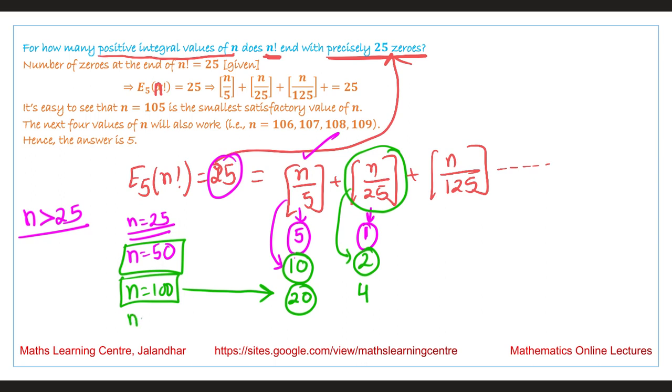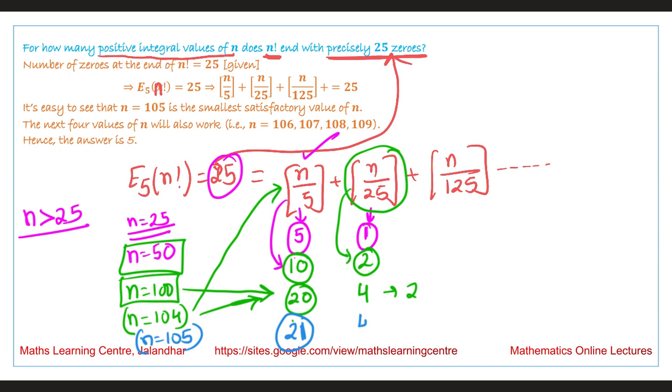Next we substitute n is equal to 104. The answer we obtain in this case is again 24. If we substitute n is equal to 105, the answer we obtain over here is 21, and here it is 4, and the sum of these two values is equal to 25. That is the required value.